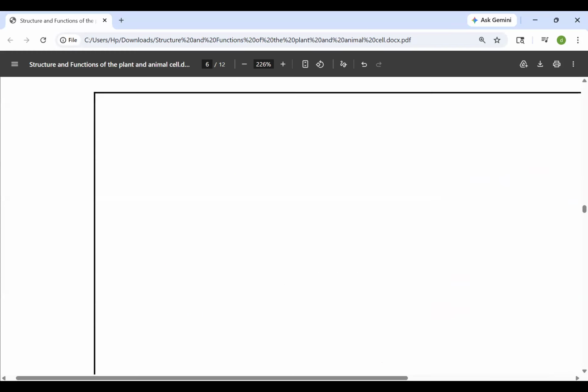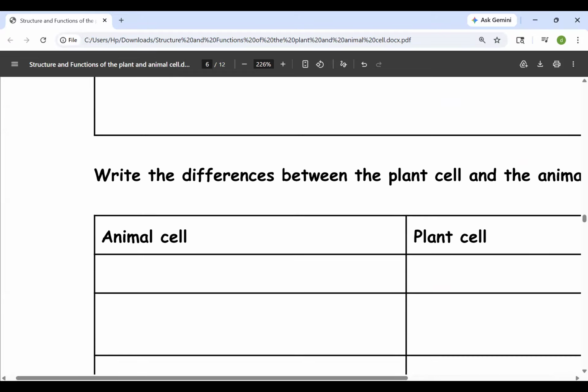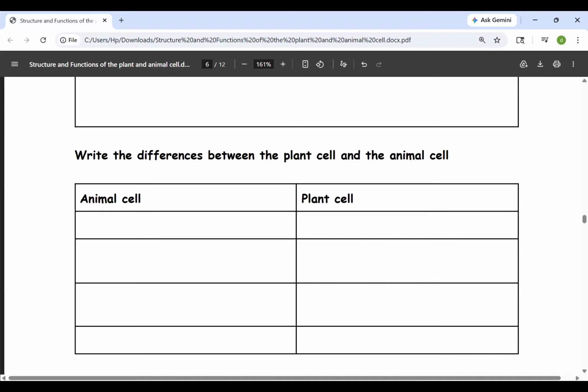Then there is something for you: draw and label the parts. You have to do that at home. Write the differences between the plant cell and the animal cell. Before that, we'll watch the animal cell also.